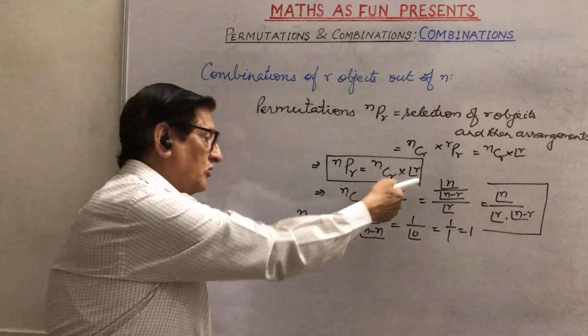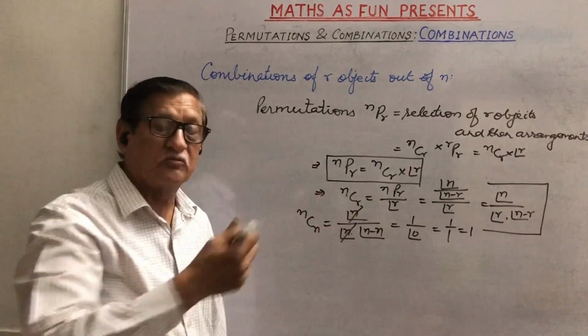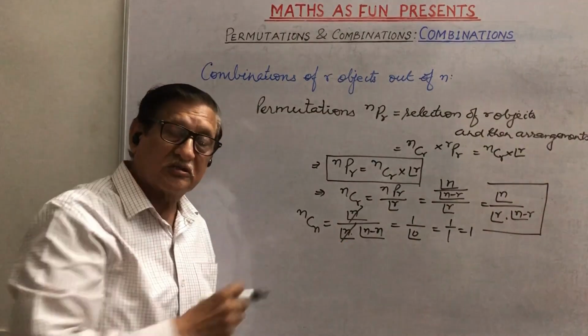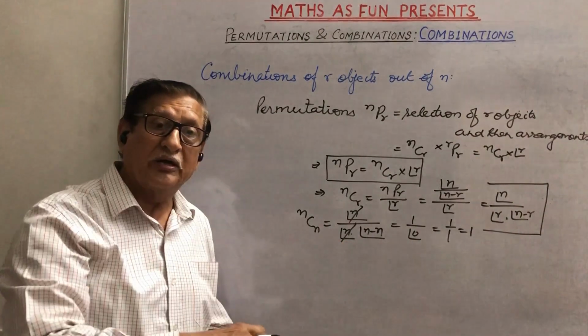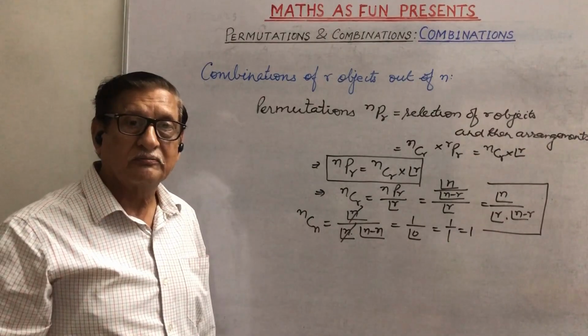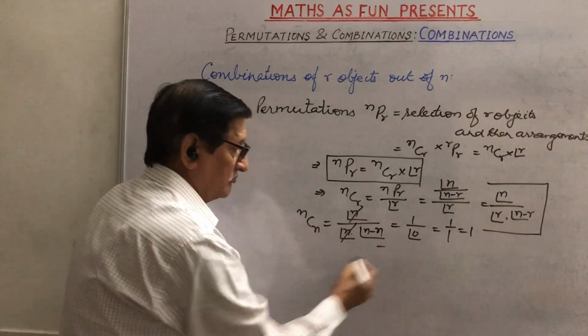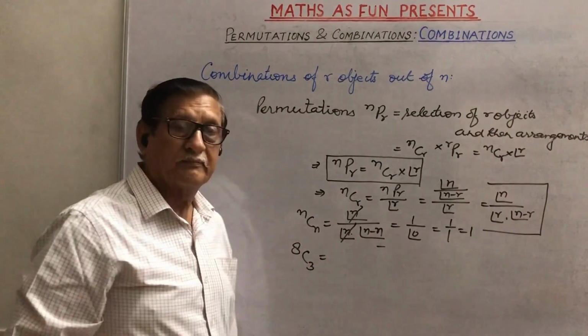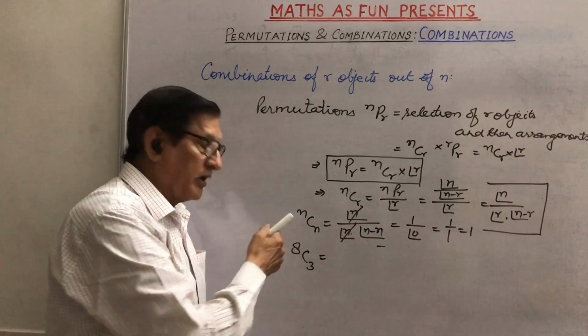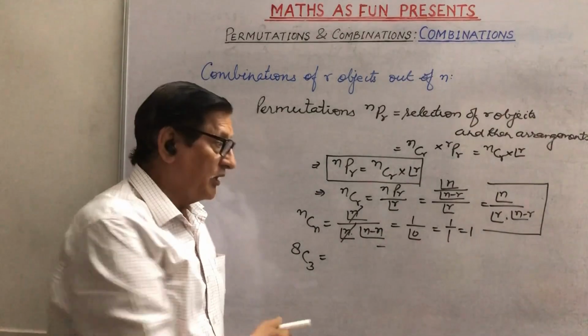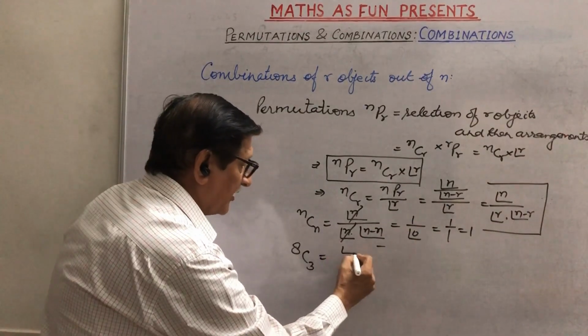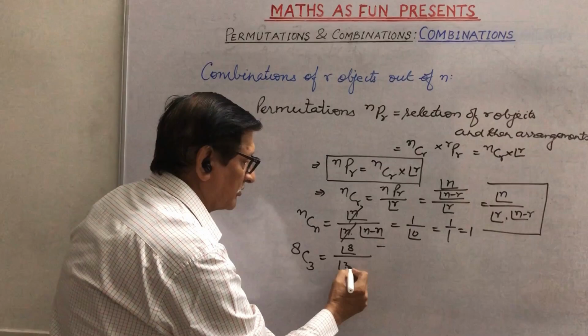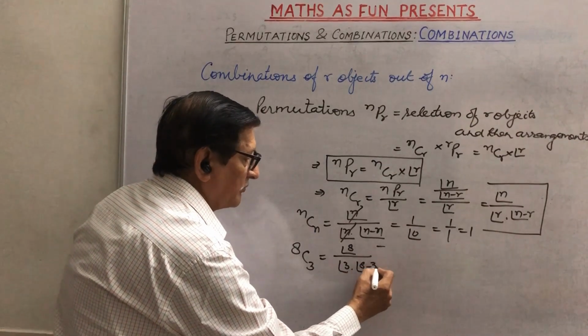So from the formula also we can calculate that nCn is 1. Logically we have learnt it just now that we are selecting all n, which means there is only one way. Now how to calculate the value? Suppose we want to find out the value of 8C3. Here r is 3 and n is 8. Applying this formula, can we write factorial 8 upon factorial 3 into factorial 8 minus 3?